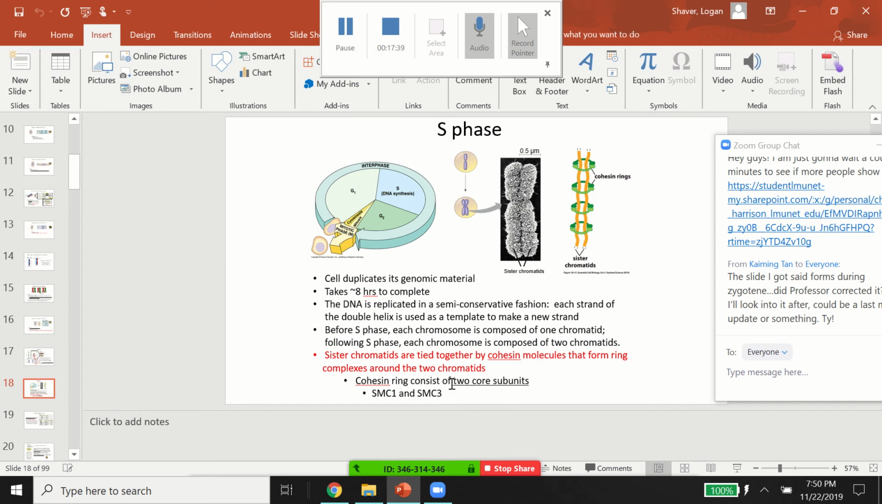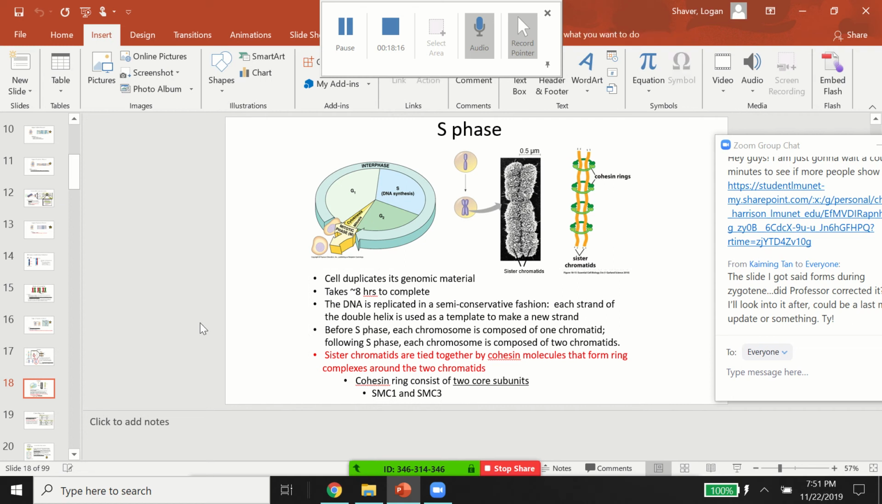But in terms of where cohesion is actually being done, if you notice right before S phase, each chromosome is composed of one chromatid, right? So this is just talking about where you get sister chromatids. So where does that happen? In S phase, that's where you get from one chromatid to two sister chromatids. But eventually, when it gets into the M phase here, they get tied together by cohesin, which forms ring complexes around there, and basically this talks about cohesin.